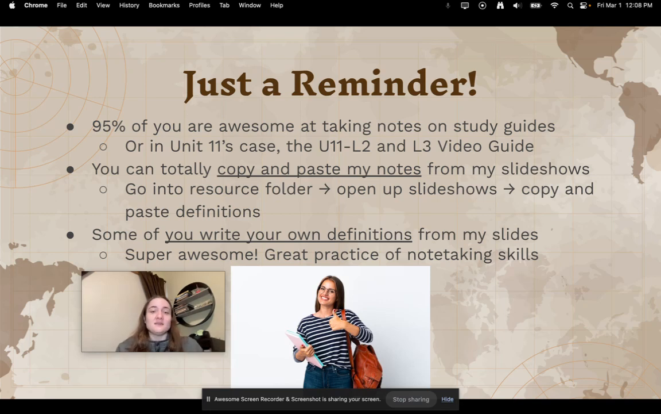It's that color. If you go into there, there is a bunch of links, and all those links go to my slideshows. So if you want, you can just copy and paste the definitions from the slideshows and then paste them onto your study guide or video guide.